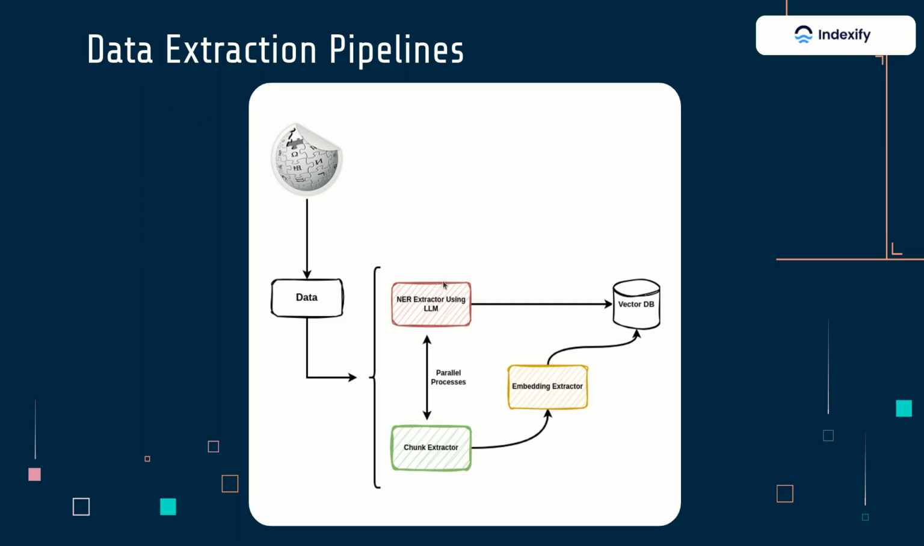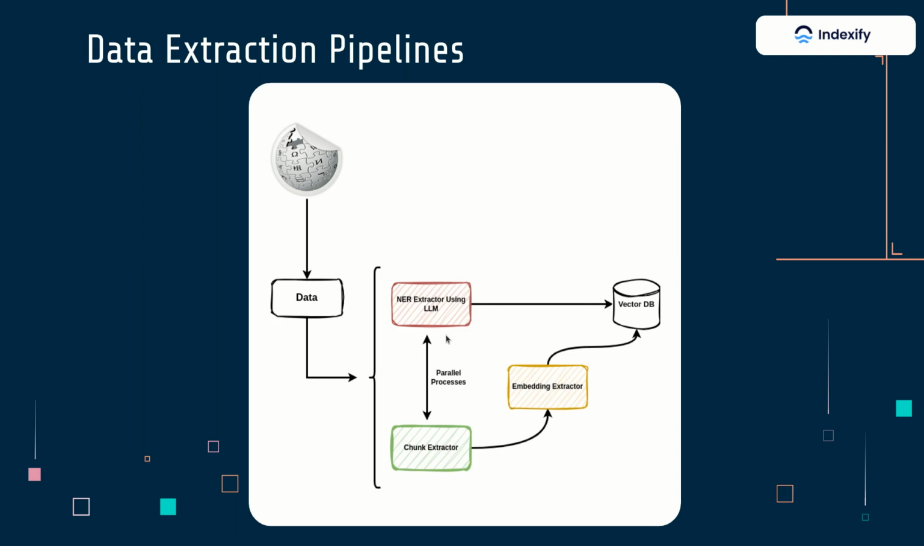This extractor right here can run in parallel with the other extractors because it doesn't depend on input from either the chunk extractor or the embedding extractor. But the embedding extractor cannot run in parallel to the chunk extractor, because the output of the chunk extractor is passed into the embedding extractor, which embeds the information and then gets stored in LanceDB. So this process depends on this process, so they cannot run in parallel. But this process doesn't depend on any of these processes, so it can run in parallel.